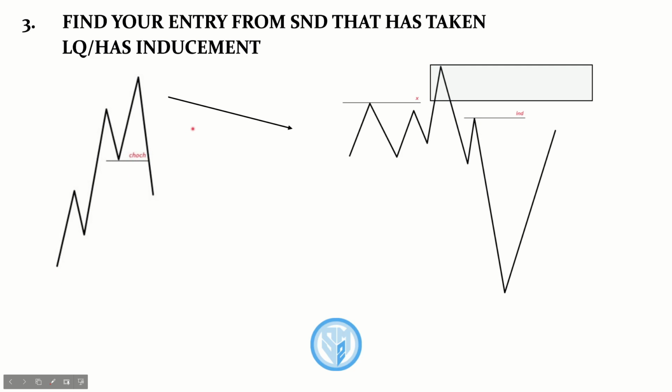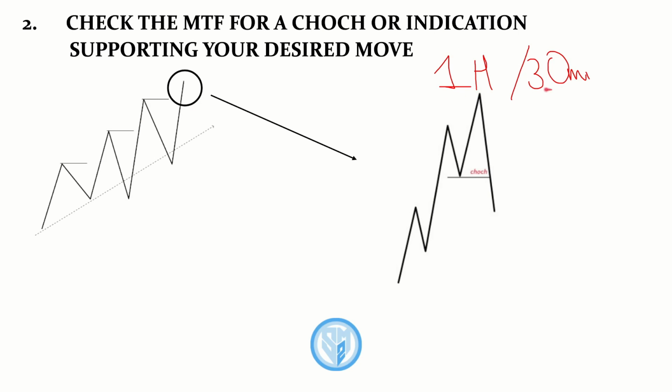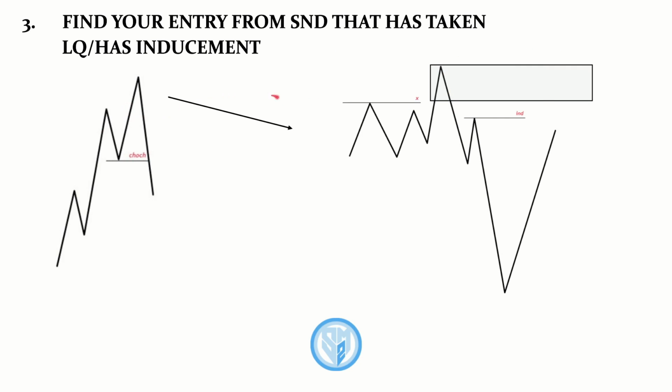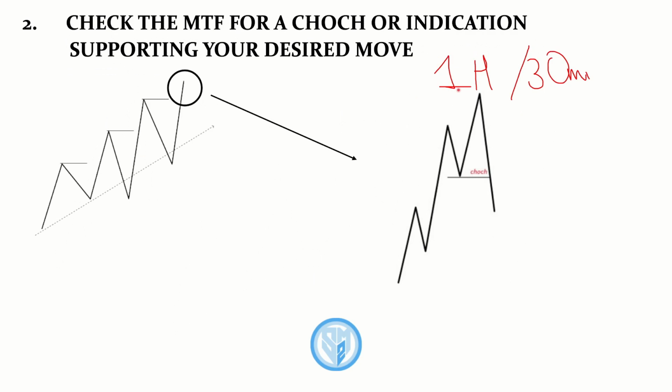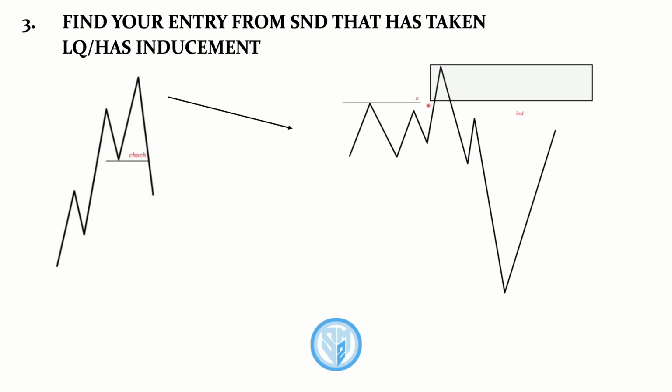Number 3, find your entry from supply and demand that has taken liquidity or inducement. Now, this is actually the entry process for the trade. So after we've spotted our change of character on this 1 hour or 30 minute, as you guys can see here with the previous slide, we're then going to move on to an actual entry. So following the change of character, we're going to look for a supply zone. So following the narrative that we've been talking about, I'm going to look for a supply zone, and the only supply zones that I will take entries from are ones that have a liquidity grab, liquidity sweep, or the ones that have inducement. Okay, so those are the only zones that I'll be taking.